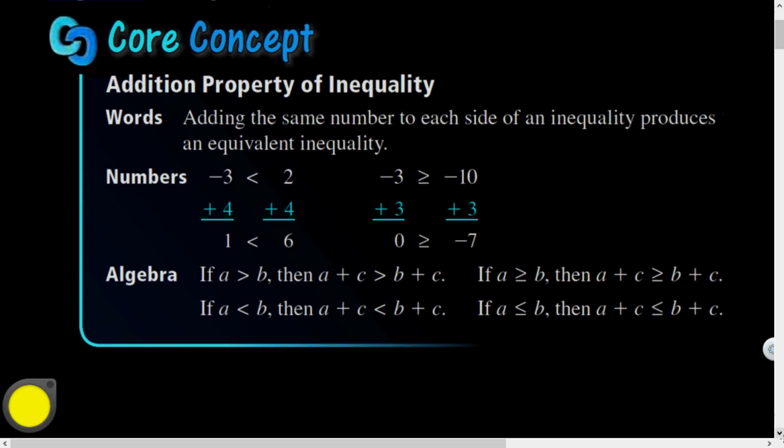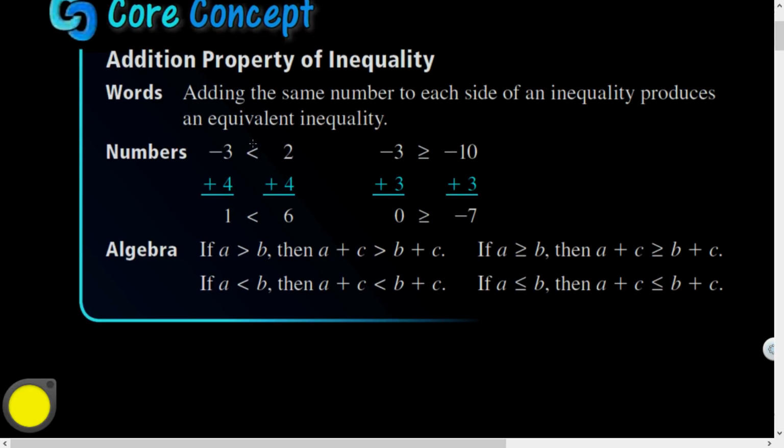Addition property of inequality. This is the idea. If I have an inequality, I can add something to both sides of it, and the inequality will still be true. Isn't that amazing? Just like when we had an equation, if I added 7 to both sides of an equal equation, it was still equal after adding 7 to both sides. Same thing works for inequalities.